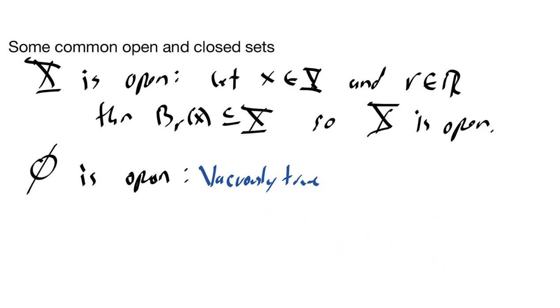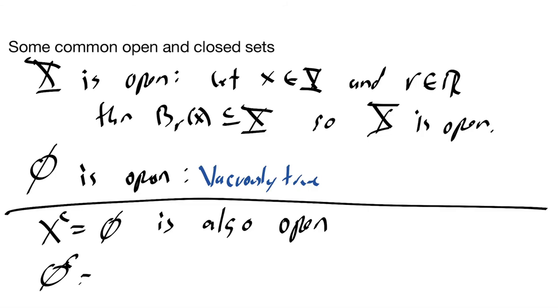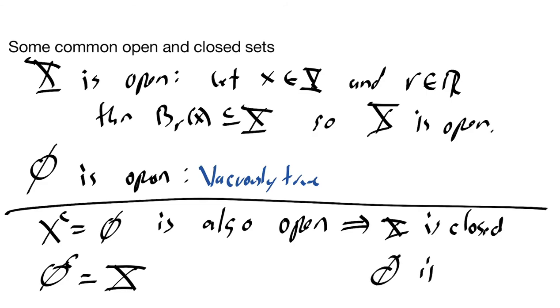Okay, well, this is actually really interesting because this means that the empty set is open and X is open. But what is X complement? Notice X complement is the empty set. And so X complement is also open. And then what is the empty set complement? It is X. And so it is also open. But that means that X is closed. And that means the empty set is also closed. So the empty set and X are both closed and open.